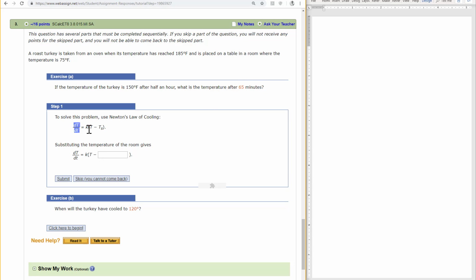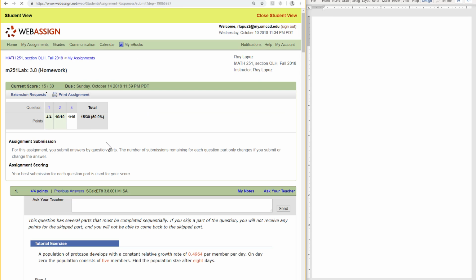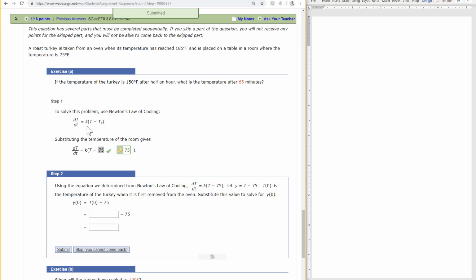So we need to use Newton's law of cooling formula. That's dT/dt, the temperature over d time, is equal to k times T, the temperature of the turkey at any time t, minus T sub s, which is the temperature of the room. The room has a temperature of 75 degrees Fahrenheit. So we have our formula, dT/dt is going to be equal to k times (T minus 75). Using the equation, we determined that this is going to be our cooling.